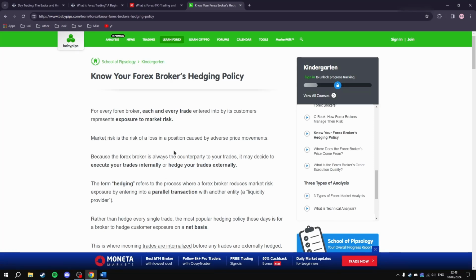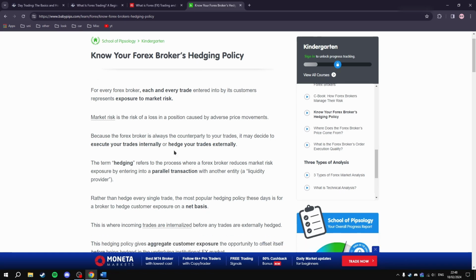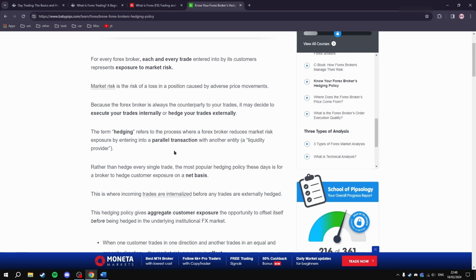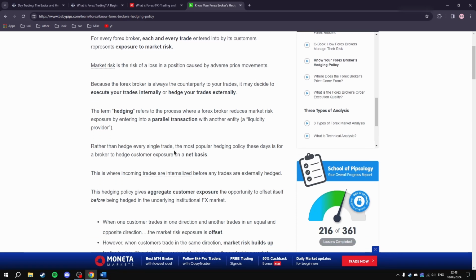For every Forex broker, each and every trade entered into by its customers represents exposure to market risk. Market risk is a risk of a loss in the position caused by adverse price movements. Because the Forex broker is always a counterparty to your trades, it may decide to execute your trades internally or hedge your trades externally. The term hedging refers to the process where a Forex broker reduces market risk exposure by entering into a parallel transaction with another entity, a liquidity provider.